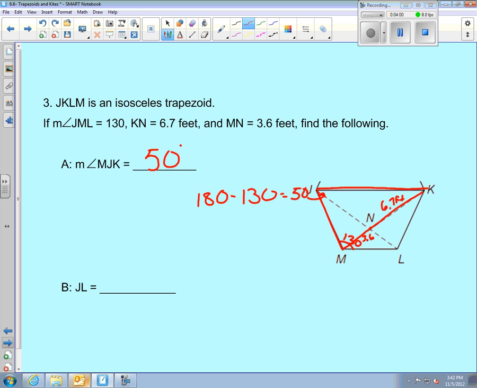Then it asks us to find JL. Well, JL is going to be our diagonal, which is congruent to our other diagonal, which we know is 6.7 and 3.6. So go ahead and finish that one up for tomorrow by adding those two, and we know that they are going to be congruent to the other diagonal.